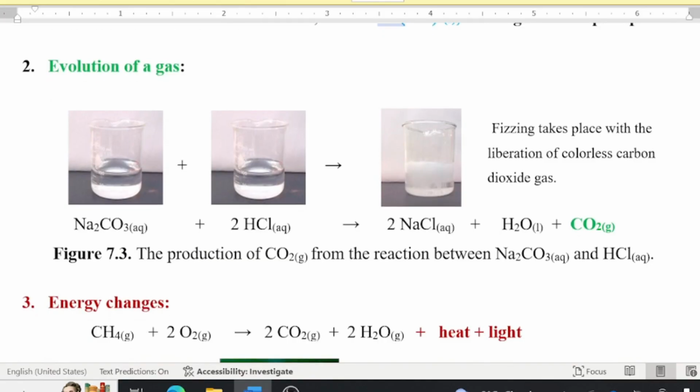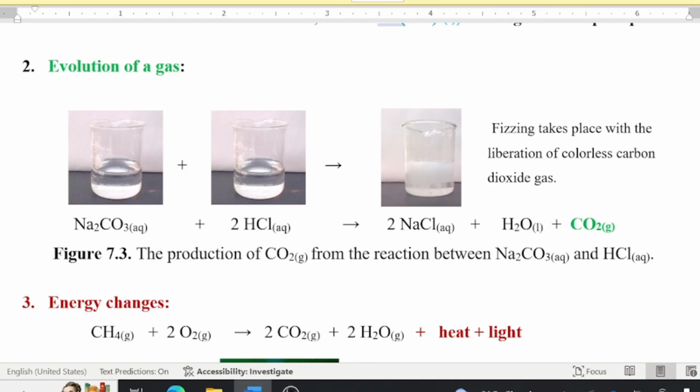Number 2, evolution of a gas. If I have sodium carbonate solution and I react that with hydrochloric acid, what you will get is a solution of sodium chloride and water, and you see evolution of a gas. You see effervescence or fizzing taking place, and the gas that comes out there is carbon dioxide.